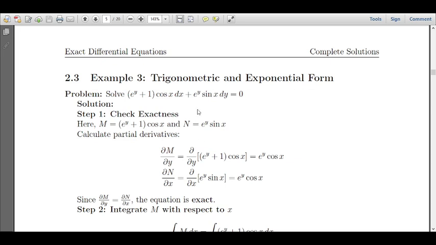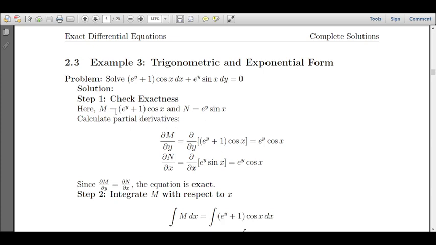Example 3, now the trigonometric and exponential form, which contains the exponential e power y and cos x and sin x. Cos x and sin x are trigonometric. So, this is a mixture of trigonometric and exponential form. So, solve (e power y plus 1) cos x dx plus e power y sin x dy equal to 0. Now, check the condition for exactness, M equal to the coefficient of dx and N equal to the coefficient of dy.